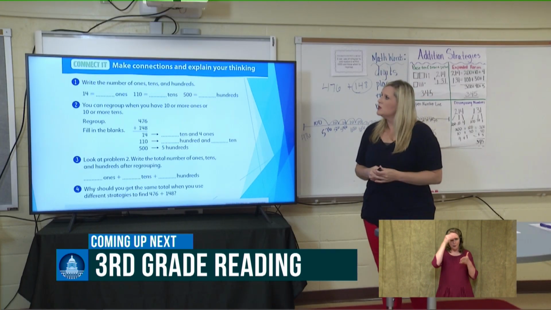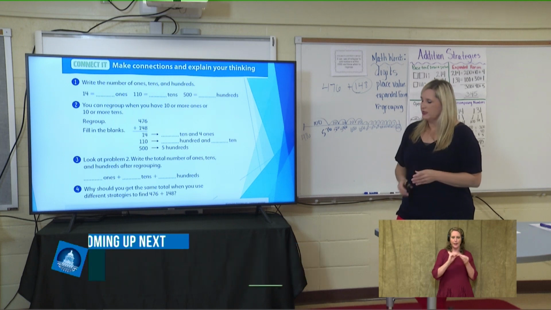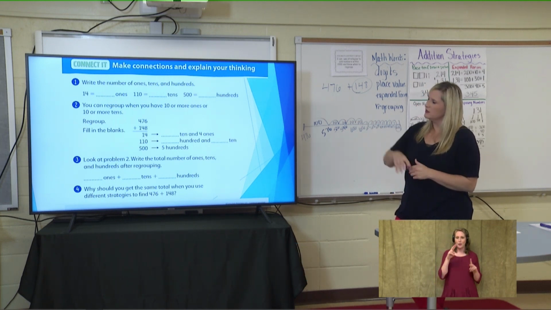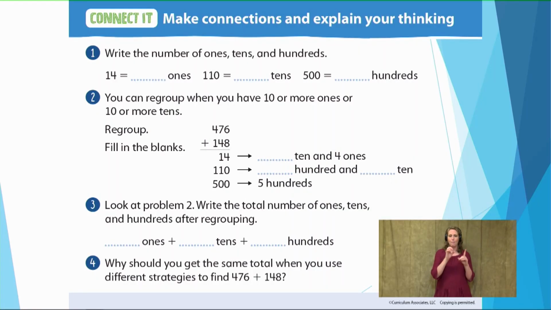All right, so looking at this, we can make connections and think about what we just did. It says write the number of ones, tens, and hundreds. So looking at the top, how many ones were in that number? That's right, we had 14 ones, because remember, we had to put 14 ones all together. And then we ended up with 11 tens and 5 hundreds. They're just telling you, you can regroup when you have 10 or more ones or 10 or more tens, which is what we just did using our base 10 blocks. We regrouped, and then we were able to see what we had.